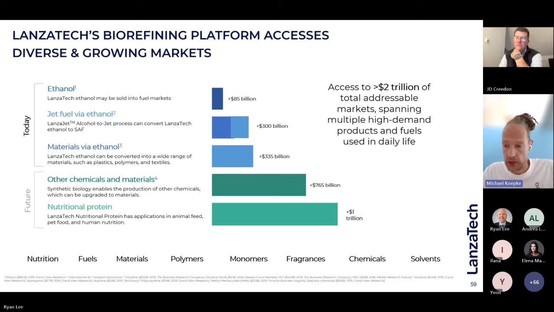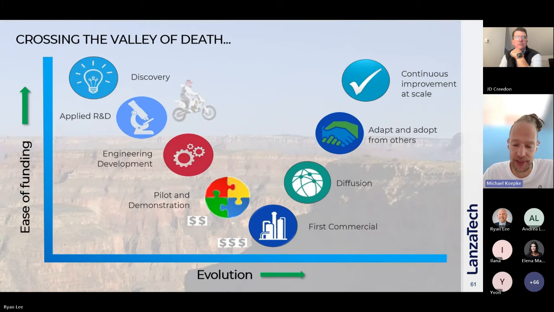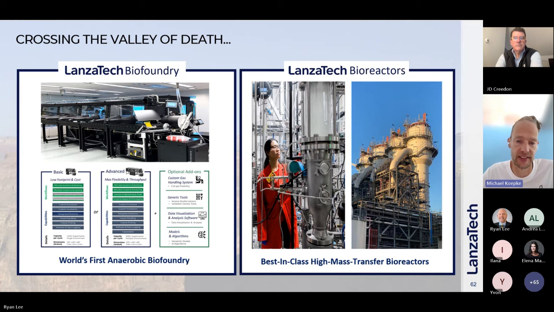If we continue one or two more slides, I think we want to enable, and I hope I could show you, that there is a path to a carbon economy that's circular. As a bioeconomy, getting to that first commercial plant and then to diffusion, crossing that valley of death, is obviously critical. So we're thinking about how we can help others cross that valley of death, not needing to spend 15 years of scale up.